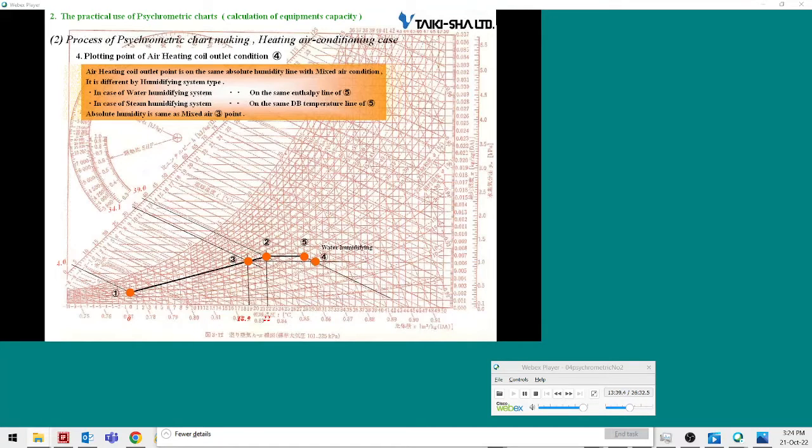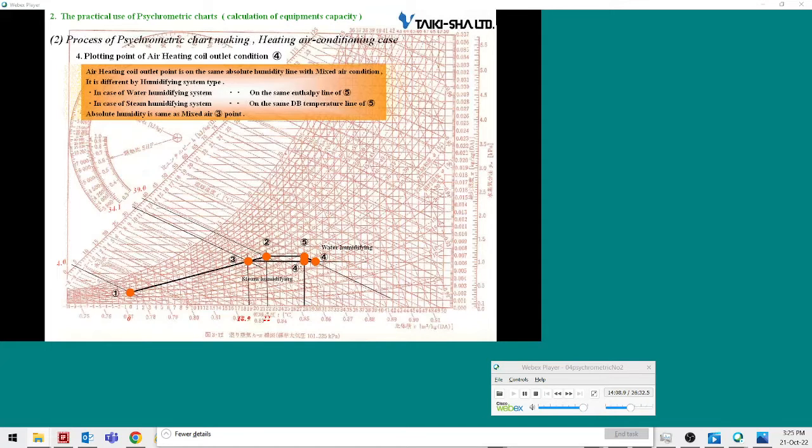If the water humidification method is considered, the enthalpy is constant. The enthalpy of the coil outlet air is the same as that of the outlet air enthalpy. The point of the absolute humidity, which is the same as the mixing point, is the point of the coil outlet air. If the steam humidification method is considered, the temperature is constant.